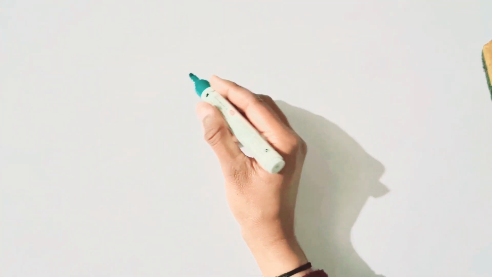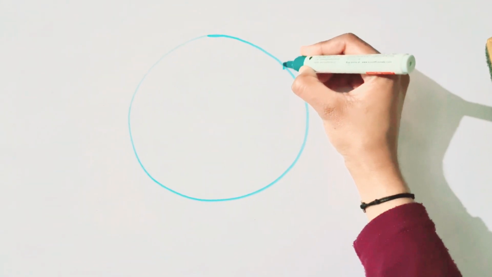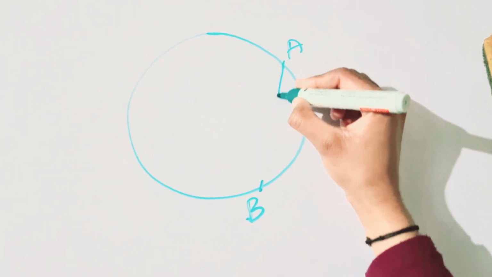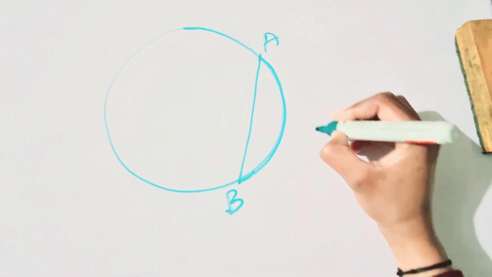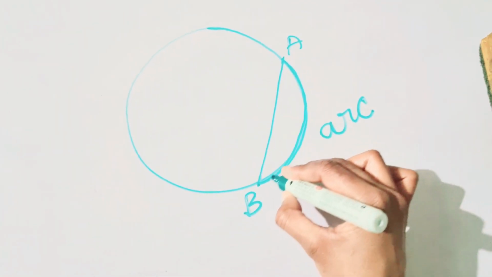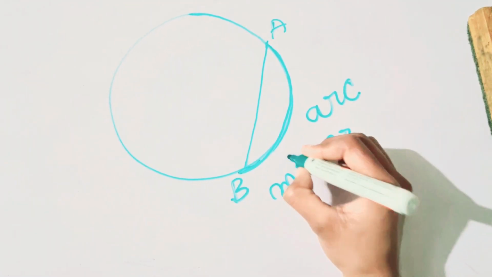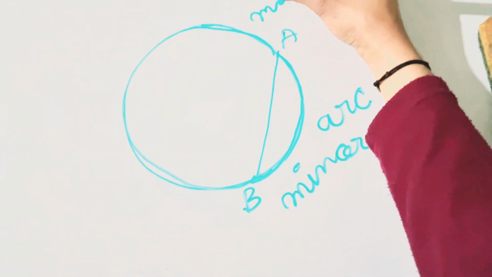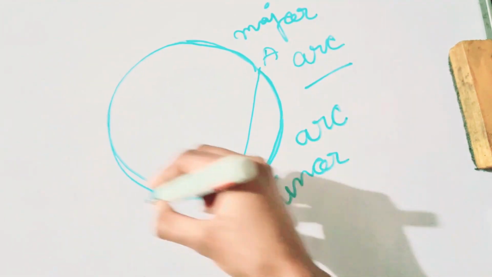Now we're talking about arc. This is the circle, and this is the chord. If this is the chord AB, this is called an arc, arc AB. This is the short arc, or minor arc. Minor means small. This is the major arc. Minor and major arc.